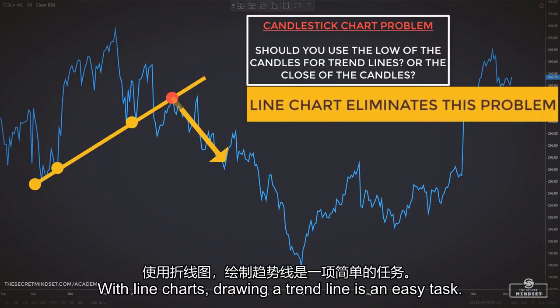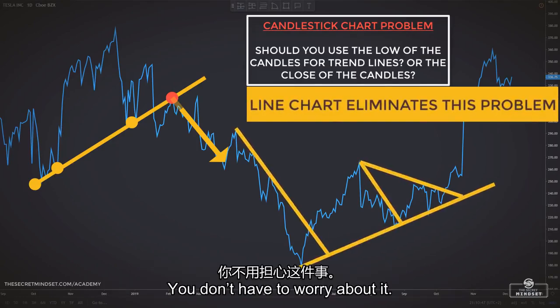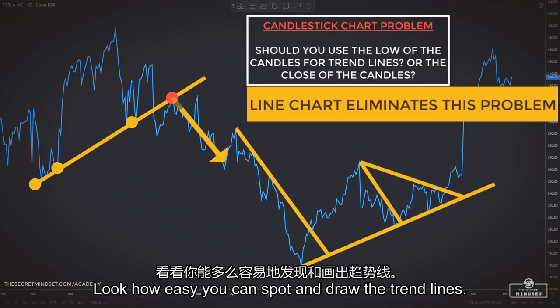With line charts, drawing a trend line is an easy job. You don't need to worry about it. Look how easy you can spot and draw the trend line. No more confusion.